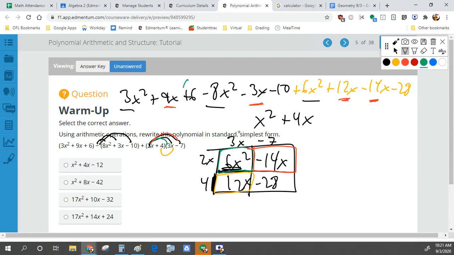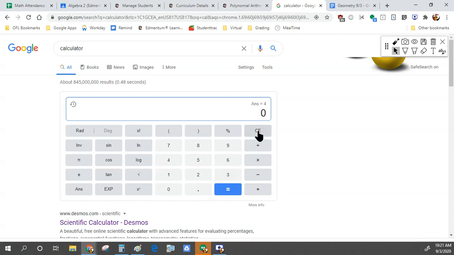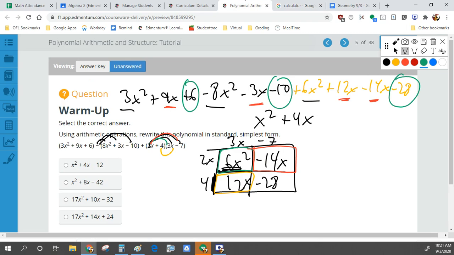Now doing my constants. 6 minus 10 minus 28. Negative 32. So minus 32. Did I do something wrong? 6 minus 10. Did I forget something?